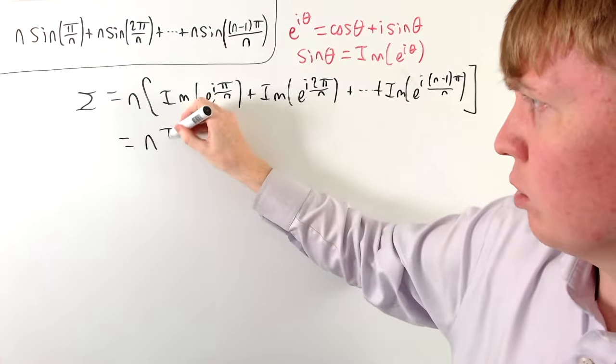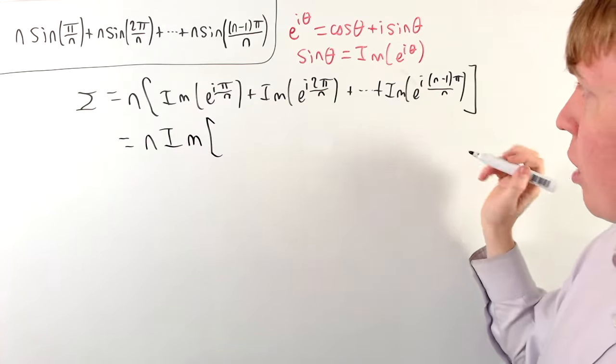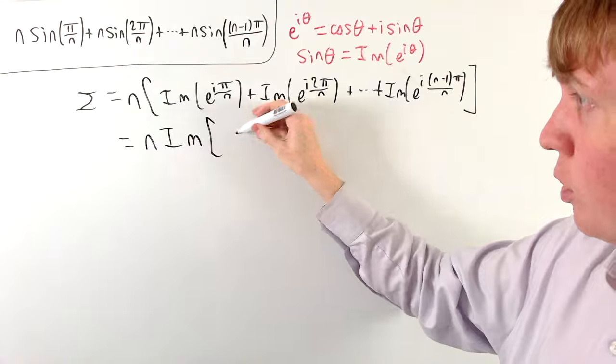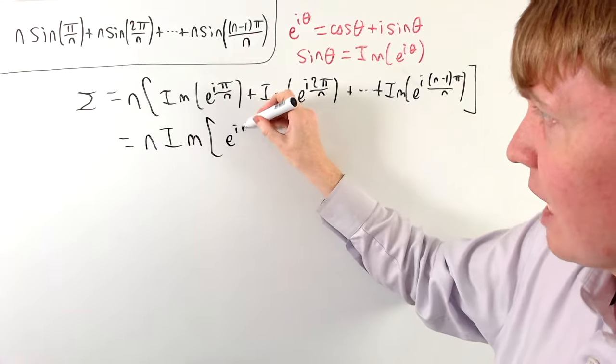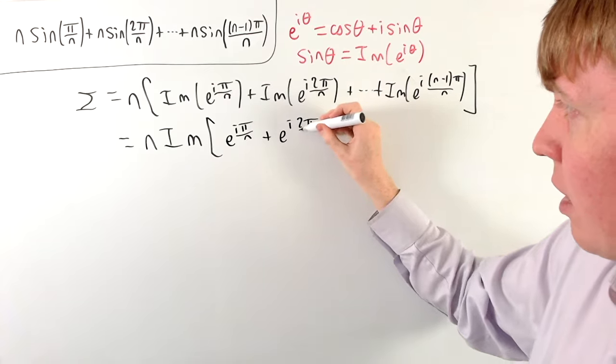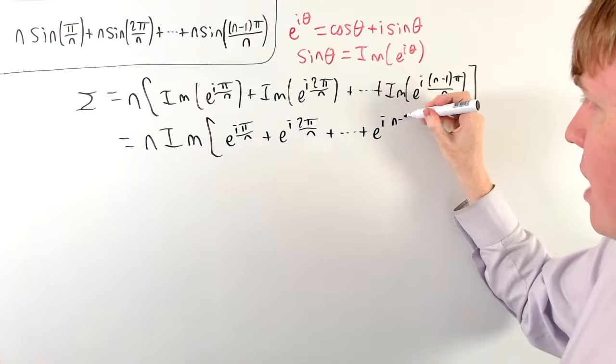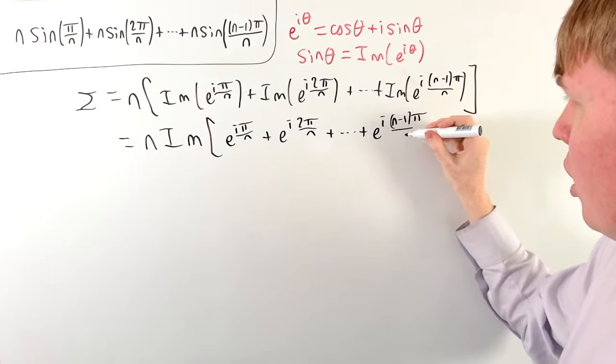So we can actually write all of this now as n times the imaginary part, where we add all of the complex numbers together before taking the imaginary parts. You've got e to the I pi over n plus e to the I times 2 pi over n, all the way up to e to the I times n minus 1 pi over n.